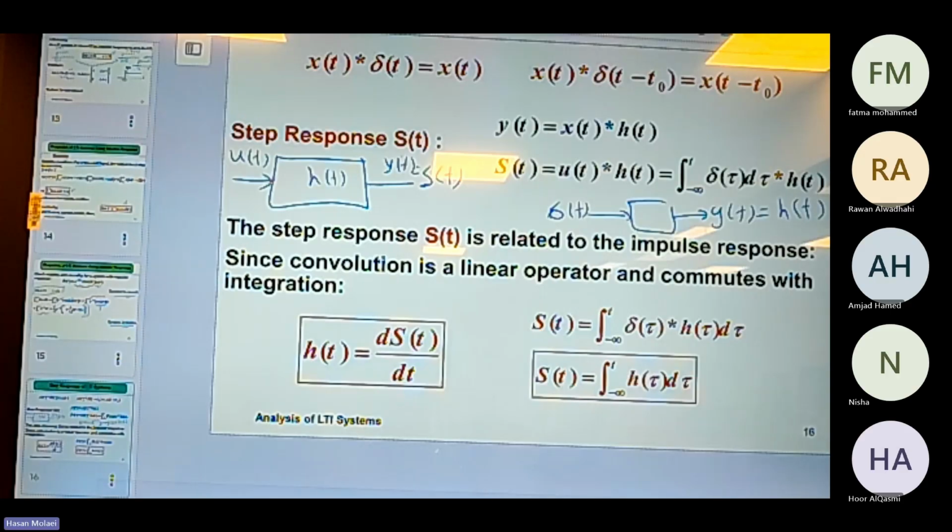So h(t), if the system is linear, remember, first the system is linear, any operation you do on the input, you should do on the output. So since the system is linear, if you take a derivative of the input, again h(t) should be the derivative of the step response. On the other hand, if h(t) is the derivative of s(t), s(t) should be the integral of h(t).